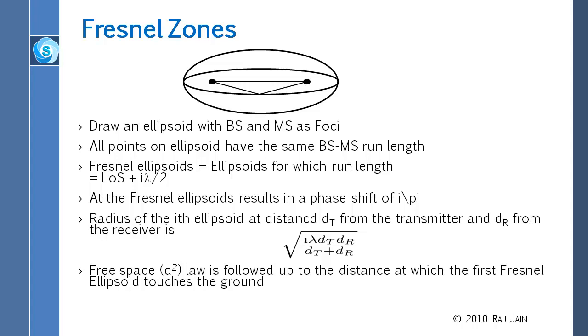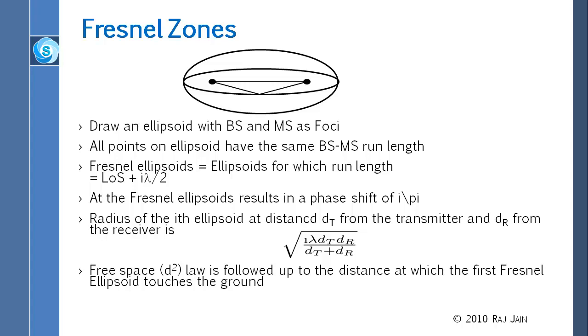Is the ellipsoid which has a run length of line of sight plus i lambda by 2. So run length is this: if you take this distance plus this distance, the sum of those two. And an ellipsoid, by the way, is simply all the points which have equal distance.